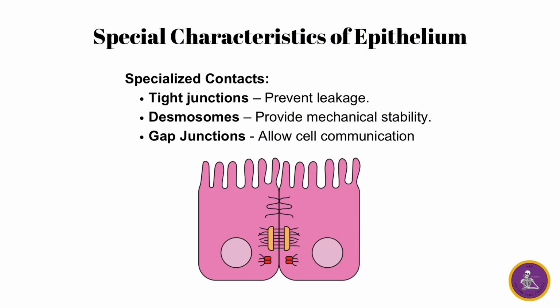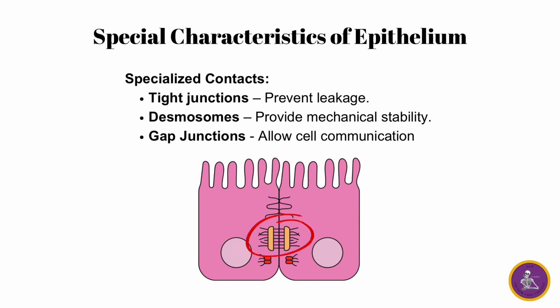Epithelial cells are held tightly together by specialized junctions that help them function as a barrier and resist mechanical stress. Tight junctions form a seal between neighboring cells, preventing substances from leaking between them. This is especially important in tissues like the small intestine, where digestive enzymes and waste products need to stay within the lumen and not pass into the surrounding tissue.